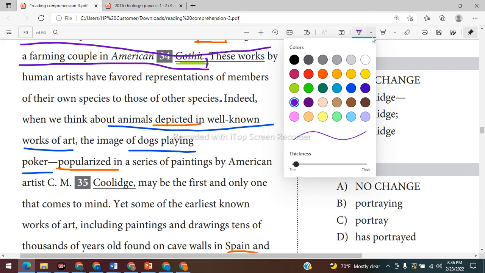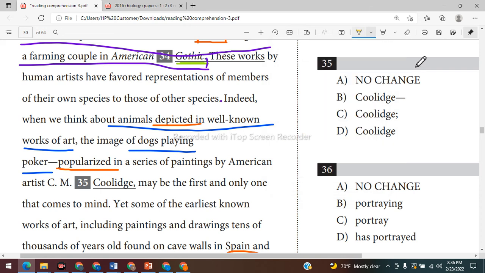I say D. You say D? Yes, I'll go with D. Anyone else? I think it's D. D. D. Yeah, because I feel like it works better with the I sentence. I think we need a comma.